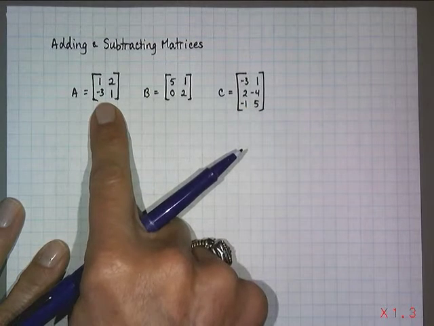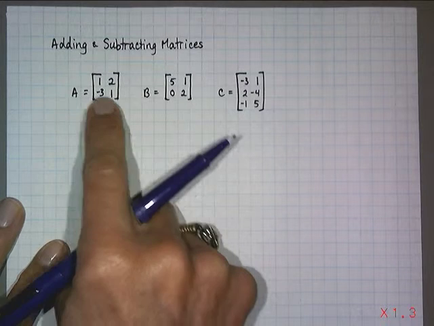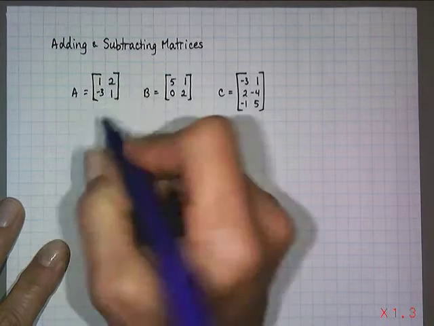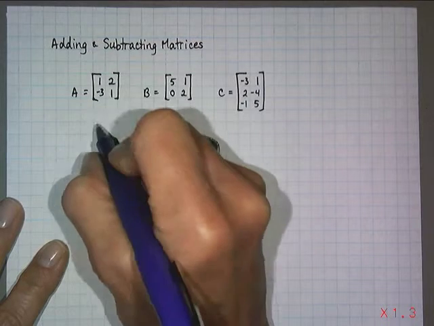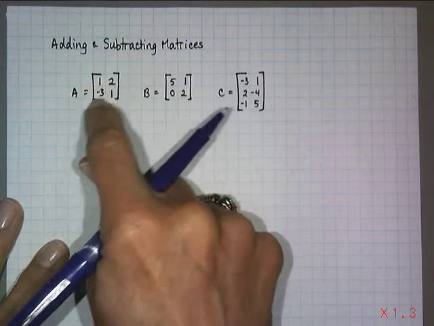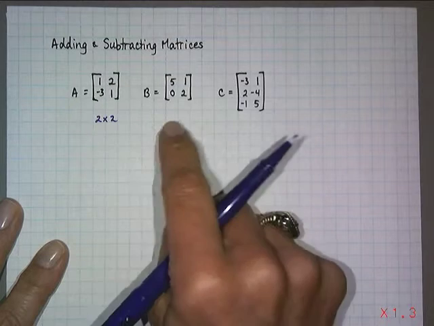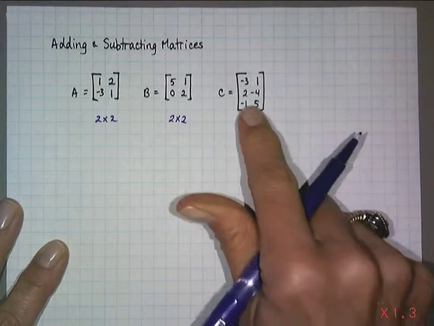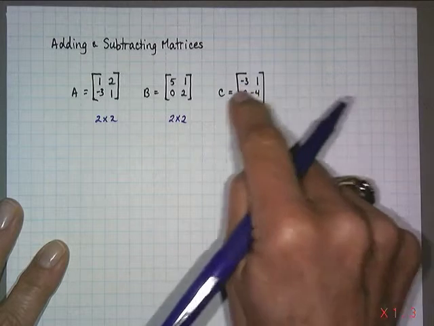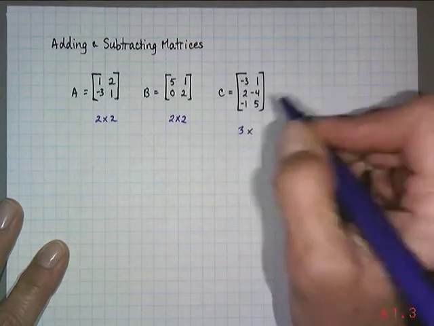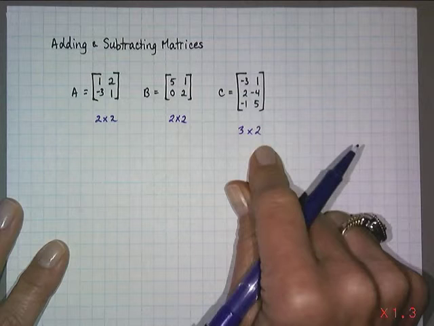dimensions. Remember, we describe the dimensions of a matrix based on how many rows it has and how many columns it has. And we say something like, matrix A is a 2 by 2 matrix because it has 2 rows, 2 columns. Matrix B is also a 2 by 2. Notice that matrix C has 3 rows and it has 2 columns. So we're going to say it's a 3 by 2 matrix.